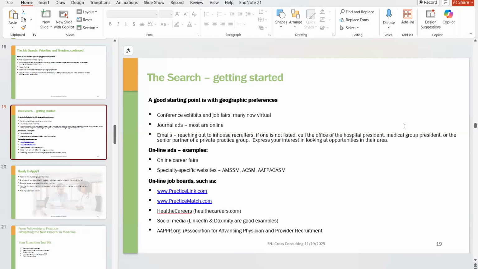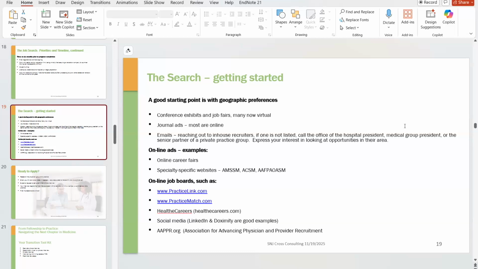Job postings online, as opposed to the actual journal. It's proven that it's easier, I'm sure, for all of you to click open the journal online as opposed to carrying around the journal to read when you have time to do that. And then Practice Link and Practice Match and Healthy Careers are a great place to start, particularly for new grads.